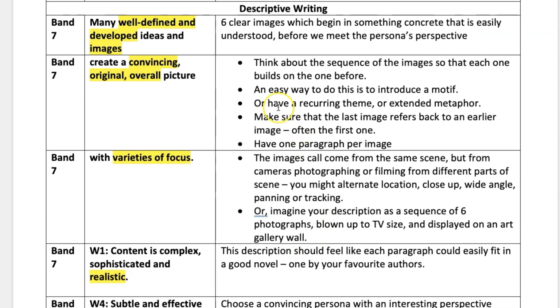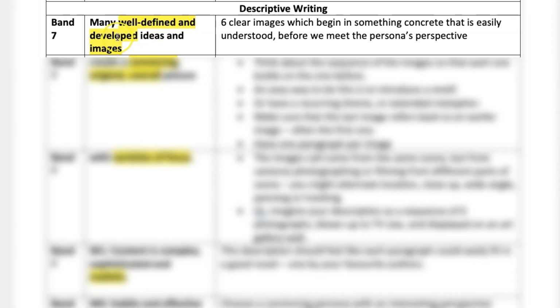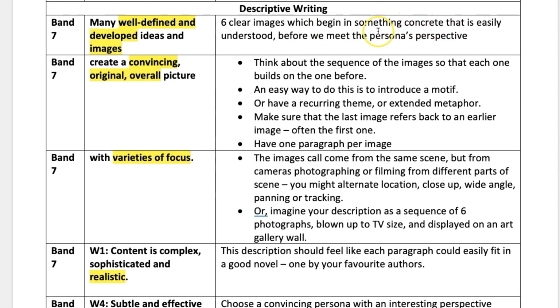Now we're going to look at the specific stuff that's for descriptive writing in band 7, where the top grades are. And what the examiner wants is well-defined and developed images. An image is a complete picture, and I'm going to define many as about 6. Now to help you write something that would be appropriate to Harry Potter or another book, you have to begin with something concrete, something the audience will recognise instantly. It hasn't got to be a description they have to guess at what's being described.